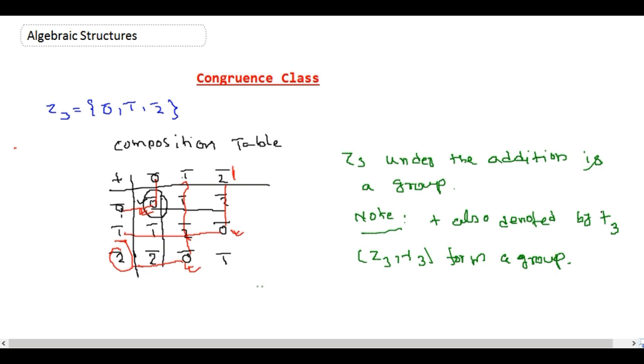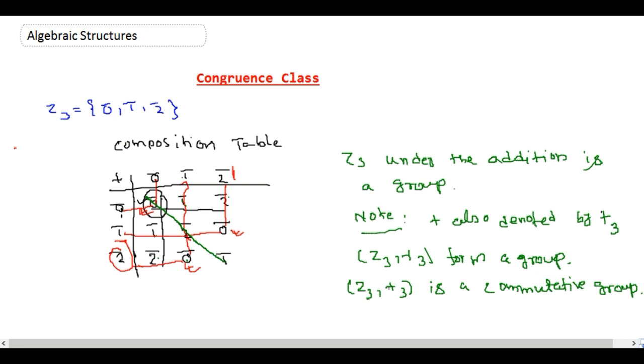Now this group is a commutative group. So how to check that? Just go in the diagonal directions and check whether the composition table is symmetric or not. You can see that the composition table is symmetric. If I go in this direction, we get 1 bar 1 bar over here, 2 bar 2 bar over here, 0 bar 0 bar over here. So this composition is commutative. So it's not only a group, it is a commutative group. J3 plus 3 is a commutative group.